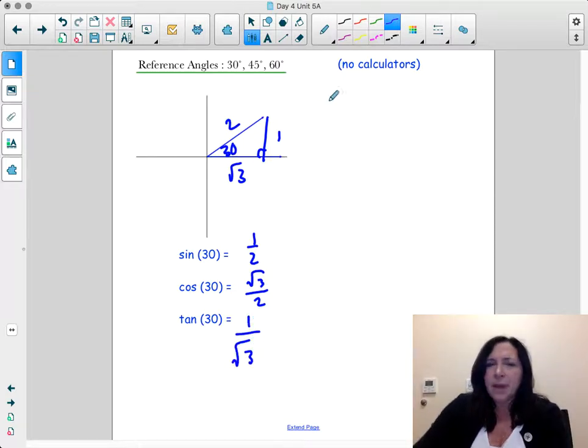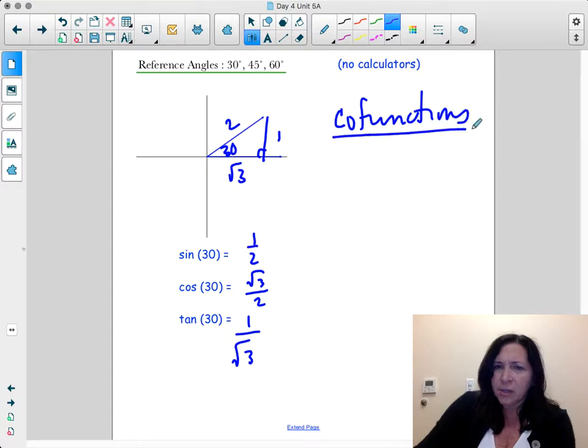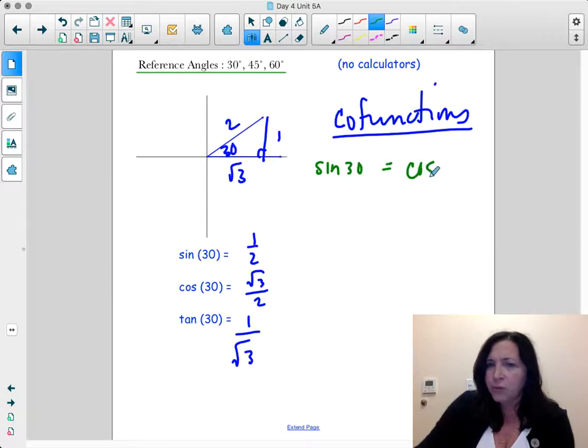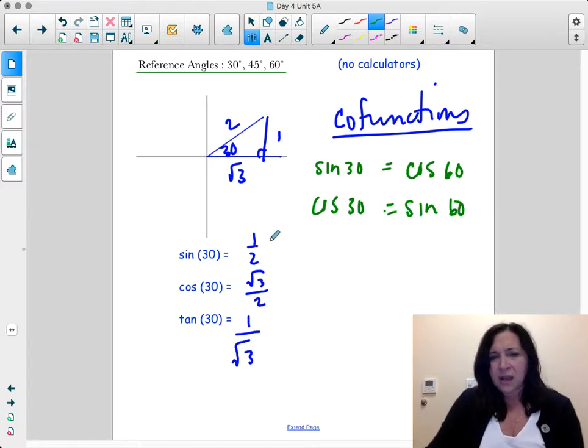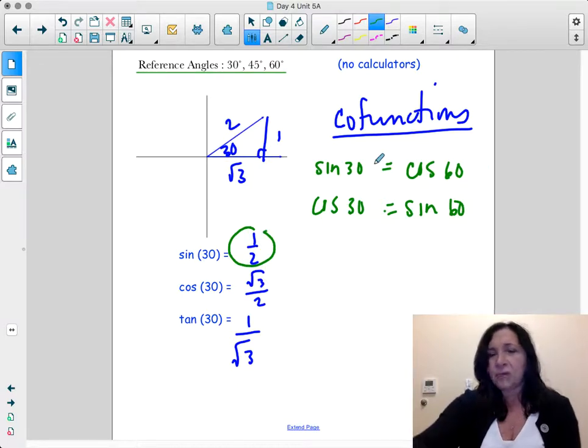Keep in mind, in previous lessons, we were talking about cofunctions, okay? And this should make sense to you, so think about this. Sine of 30 should be the same thing as cosine of 60, and cosine of 30 should equal sine of 60. So what I'm saying is I know that sine of 30 is 1/2, but so is cosine of 60. Okay, so just keep that in mind. That's a cofunction.